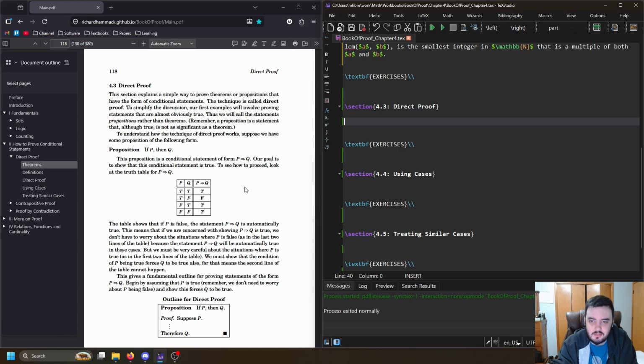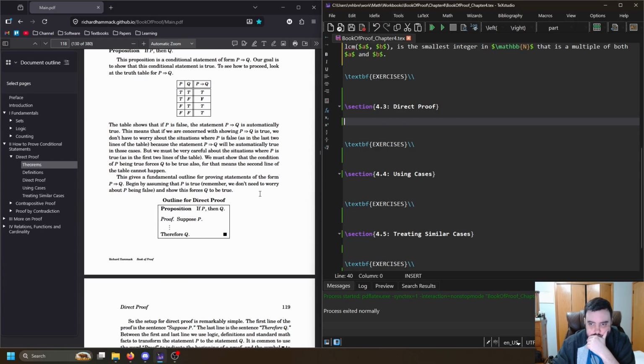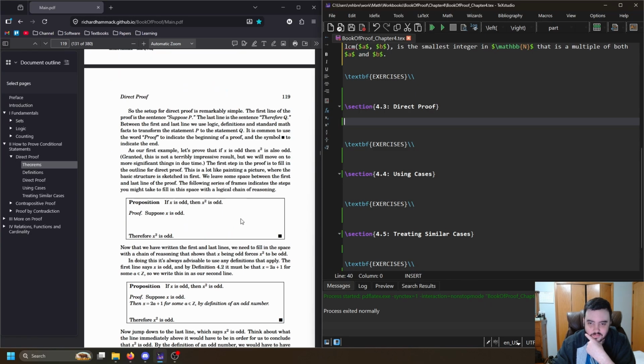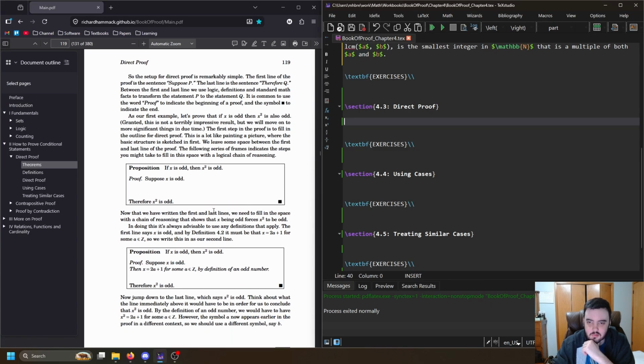Proposition: if P then Q. Oh, okay, yeah. Outline for direct proof. Look at that. Proposition. Suppose P, and then at the end you are concluding Q. Easy as that. Let's see an example. If x is odd, then x squared is odd. Nice.